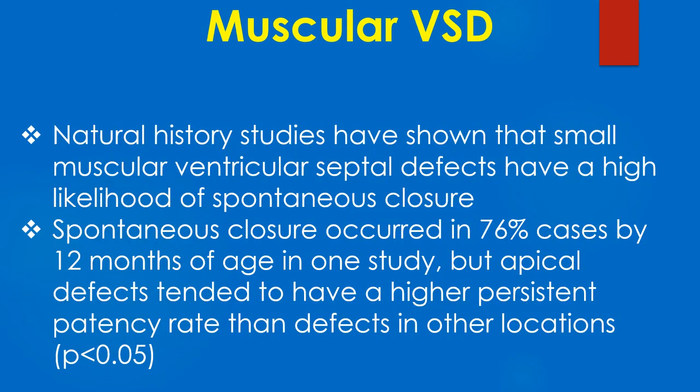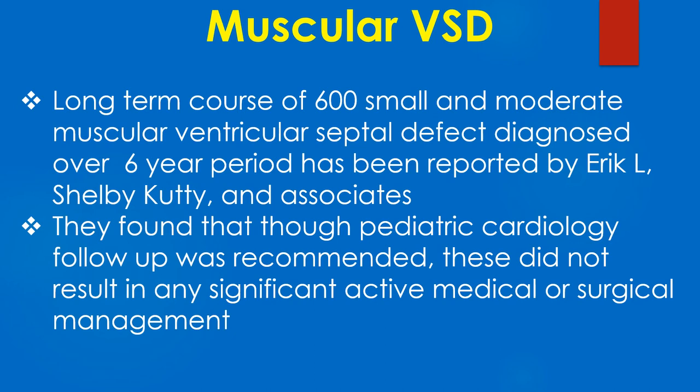Natural history studies have shown that small muscular VSDs have a high likelihood of spontaneous closure. Spontaneous closure occurred in 76% cases by 12 months of age in one study. But apical defects tend to have a higher persistent patency rate than defects in other locations. P-value less than 0.05.